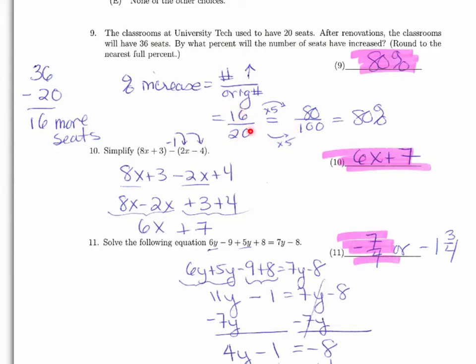Sure, you could simplify this to get a fraction, but you have to have a percent out of this because they're asking you what percent to the nearest percent. So you're going to have to get that denominator over to 100.